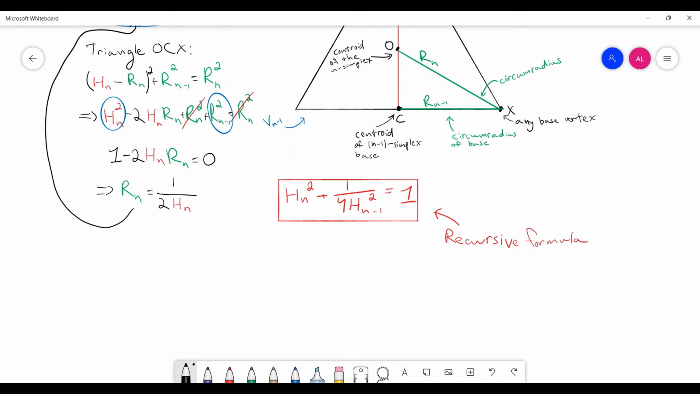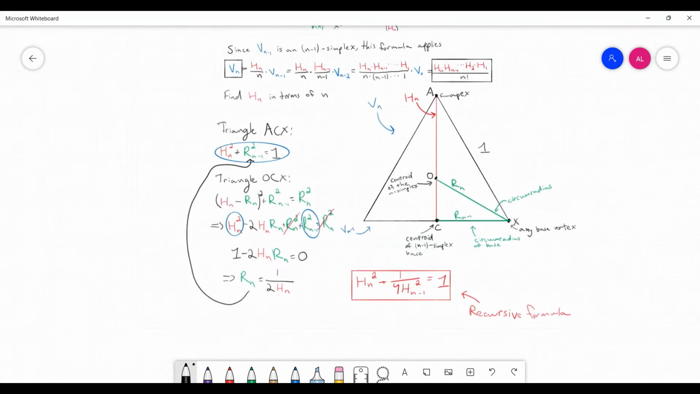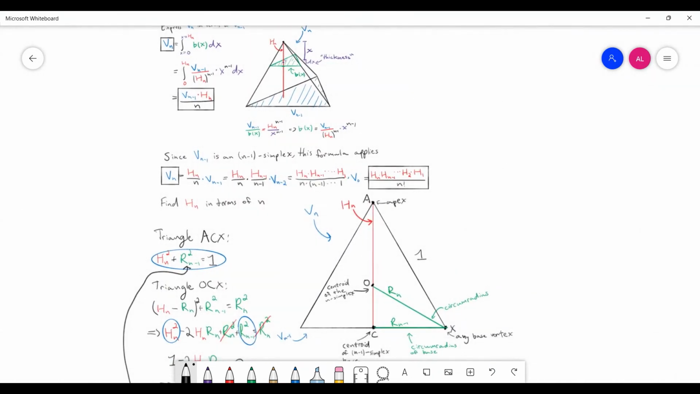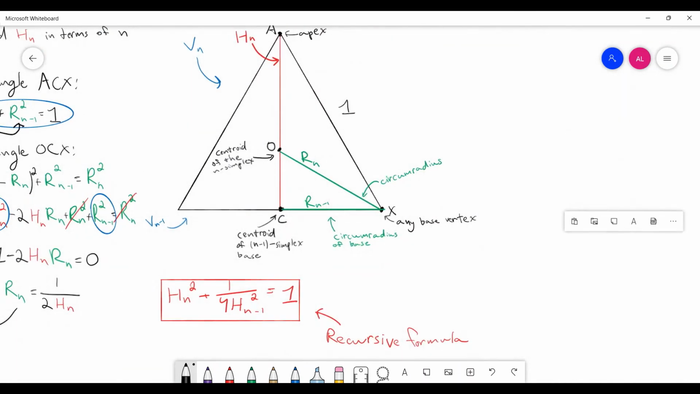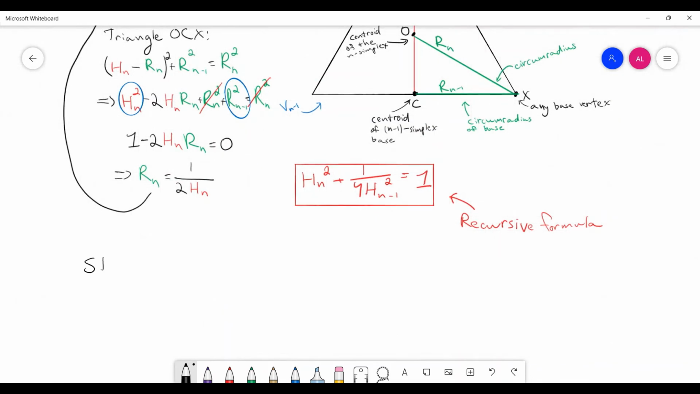We have, if we know the height of the n-1 dimensional simplex, we can plug this in to get the height of the n-dimensional simplex. That's actually pretty cool. If you think about it, we can actually now relate some of the heights that we have in our quotient for the volume when they are multiplied together. But this is still not writing the height in terms of n. So you want a closed form or an explicit formula for Hn. So we have to somehow try to manipulate this equation to get Hn in terms of n.